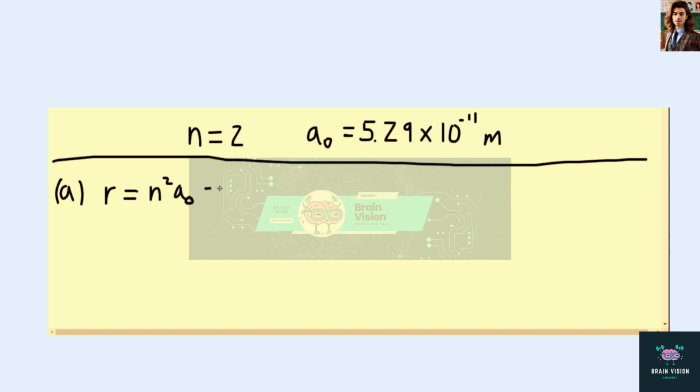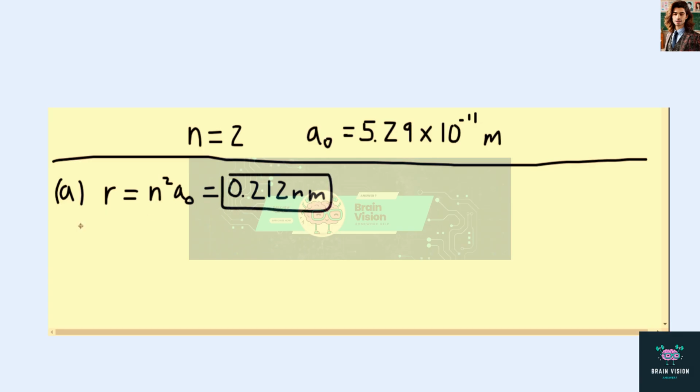Plugging in our value for n equals 2, squaring that and multiplying it by the Bohr radius, we find that this is equal to 0.212 times 10 to the minus 9 meters, or 0.212 nanometers. I'm going to write it as nanometers, but you could also write it as 10 to the minus 9 meters.